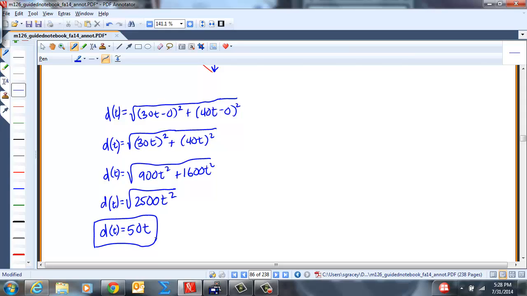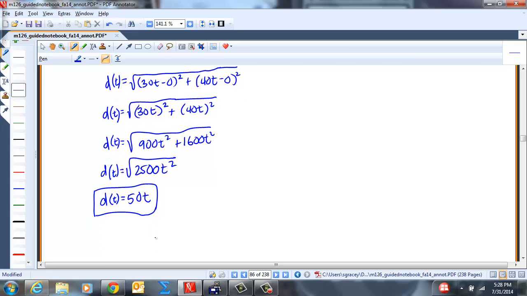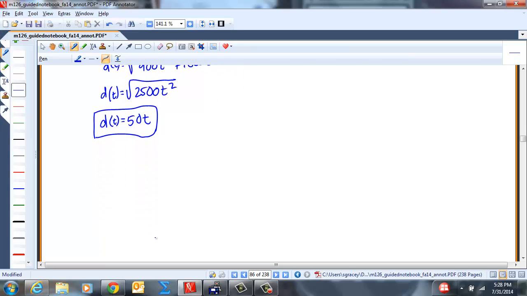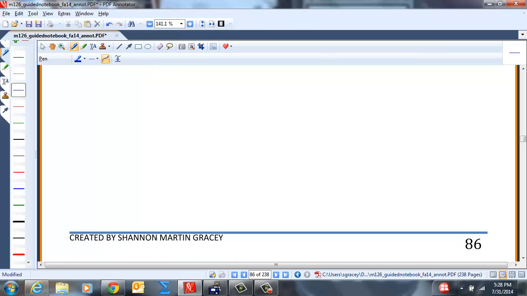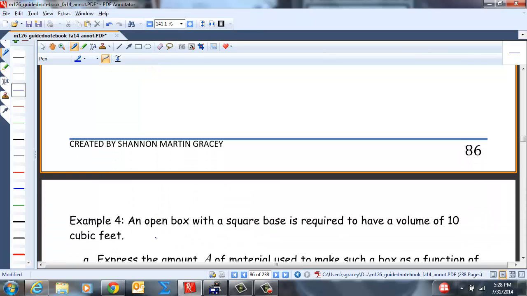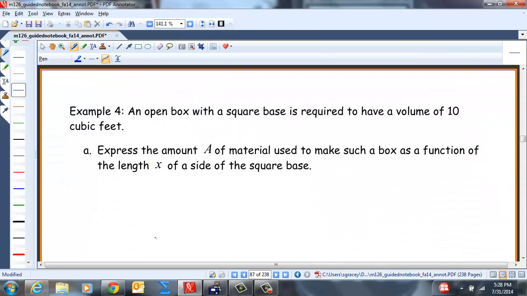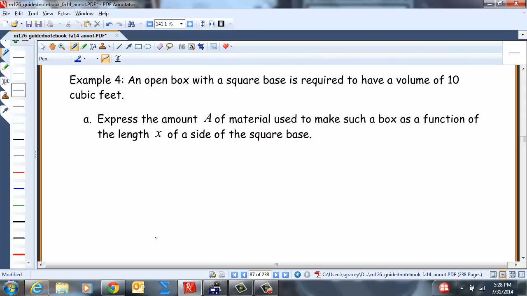Okay. So one more problem and then we'll be done with chapter 2. So you guys are making great progress. Okay. An open box with a square base is required to have a volume of 10 cubic feet. So we need to express the amount A of material used to make such a box as a function of the length x of a side of the square base.